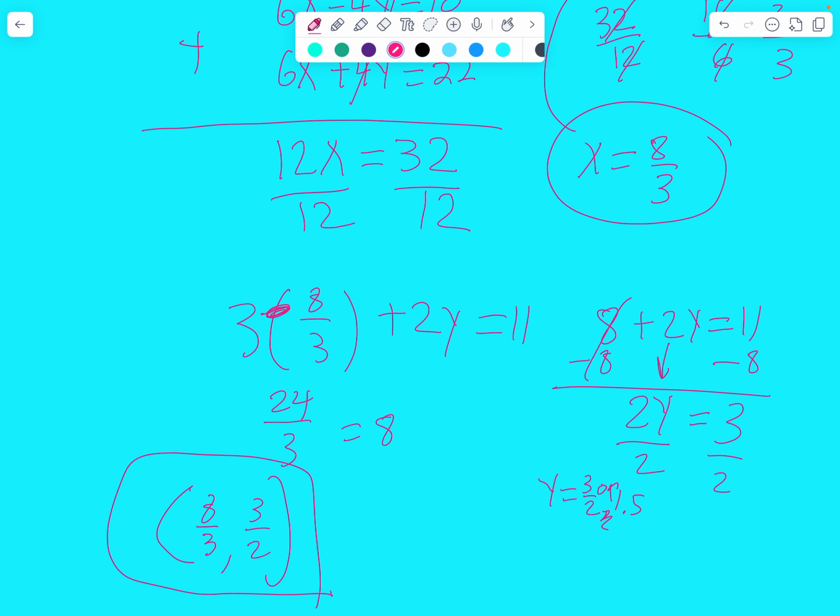All right. And that's how you solve system of equations with the elimination method. Calmly, clearly, and step by step.